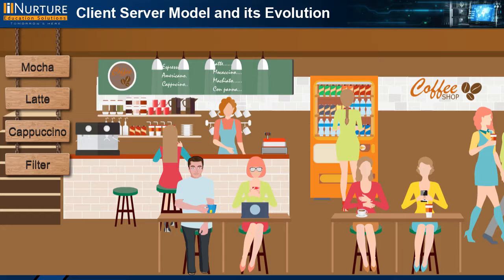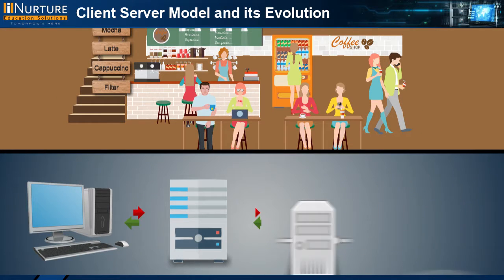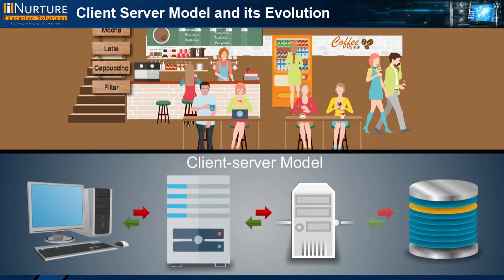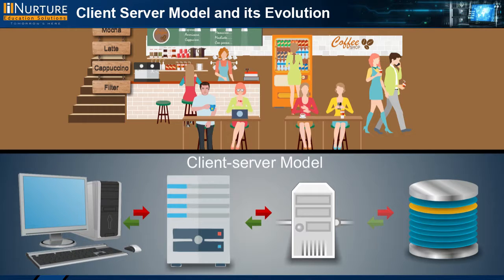That tastes delicious. Okay, so a client-server model is akin to the coffee shop we just saw. Like a coffee shop, a server waits for a client machine to communicate with it and asks for information. Based on the client request, the server retrieves the information from its application and databases and gives it to the client.